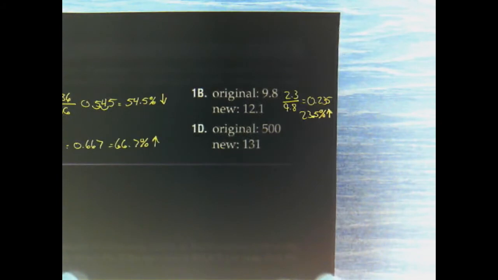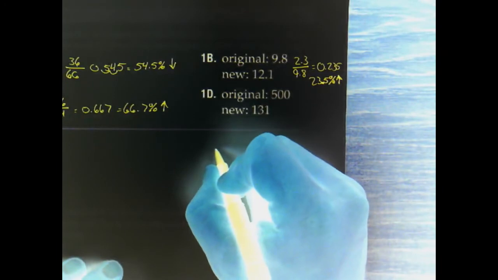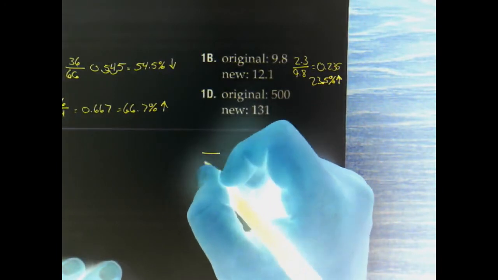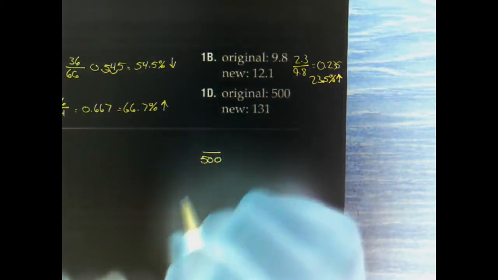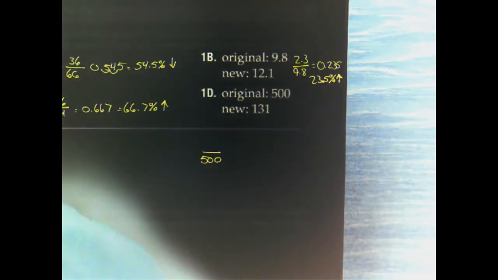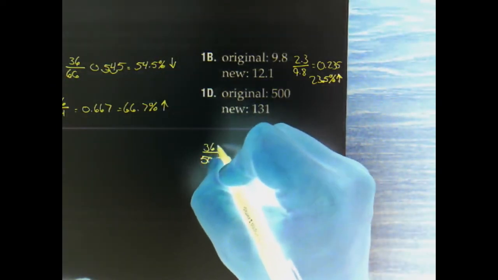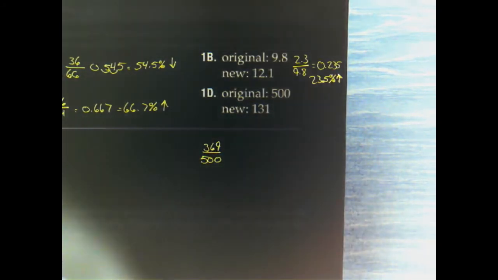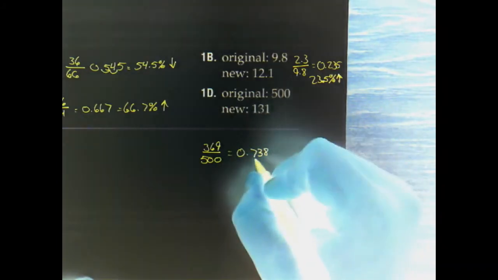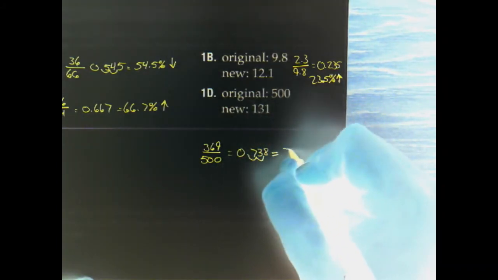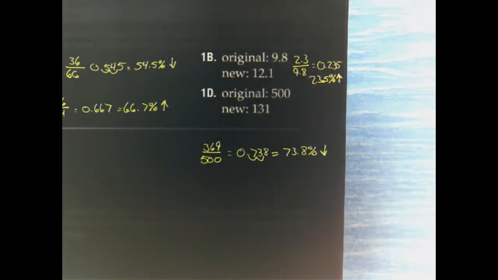And lastly, over here we take a look at 1D, and I'm going to do it below so I don't run out of room. Our original is larger than our new, so this will be a percent decrease. Our original always goes on the bottom. We can take 500 and subtract 131 to get our amount of change, and it ends up being 369. Divide that out to get my decimal, and it ends up being 0.738. Move it 2 spaces to the right, and I end up at 73.8% decrease.